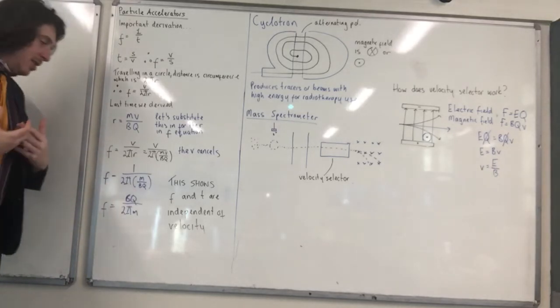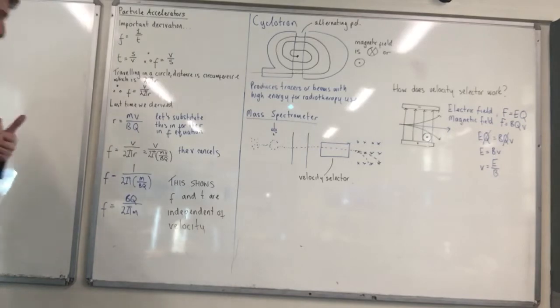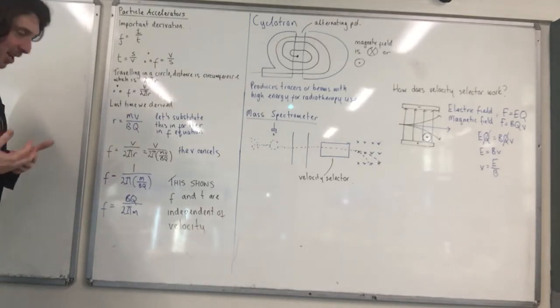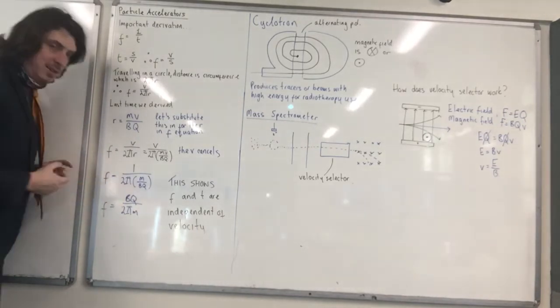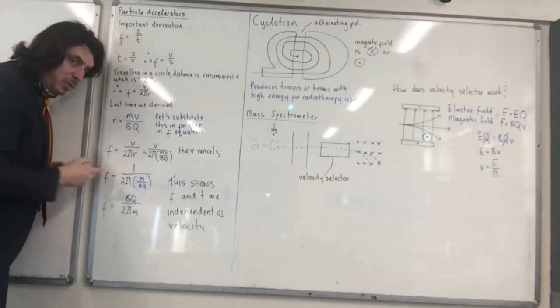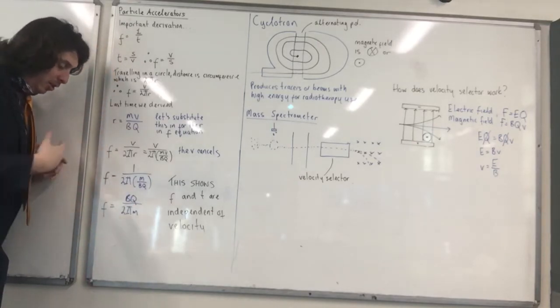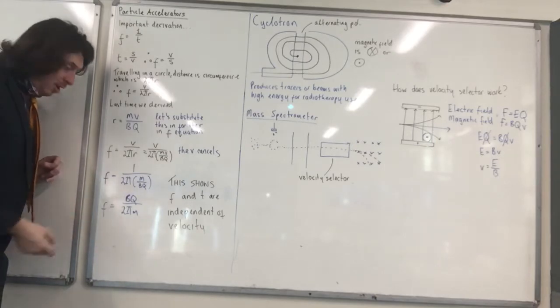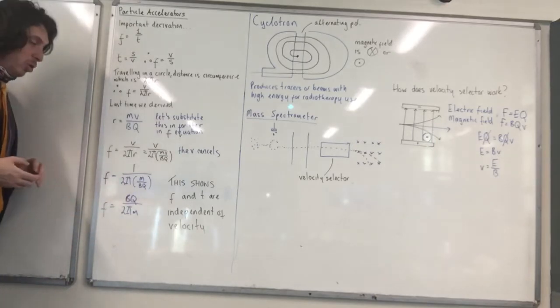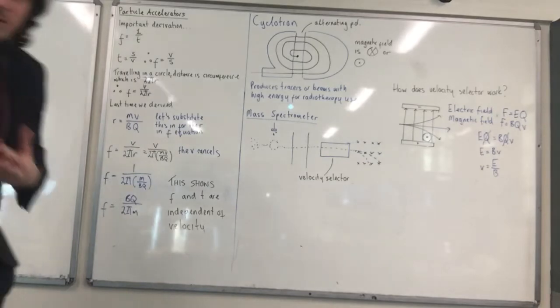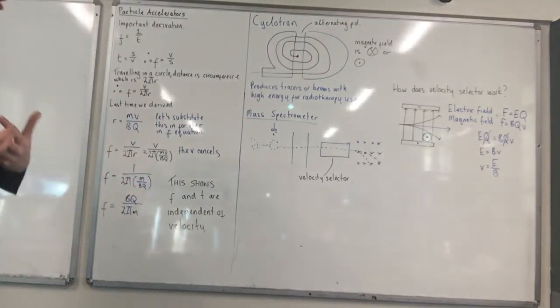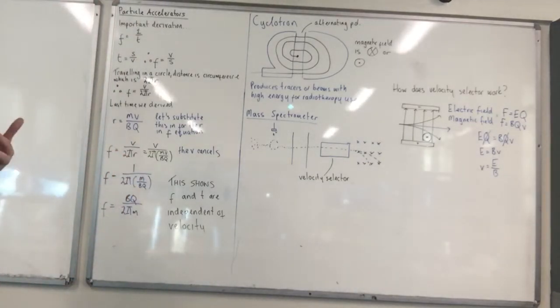Now this is important because this shows that frequency and time are independent of the velocity. If you increase the velocity of the particle, it will still spend the same amount of time going around that circle. Frequency is proportional to field, frequency is also proportional to the charge. So let's have a look at some of the applications that use particle accelerators.